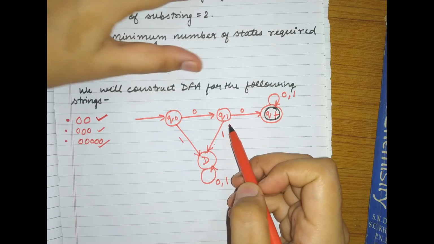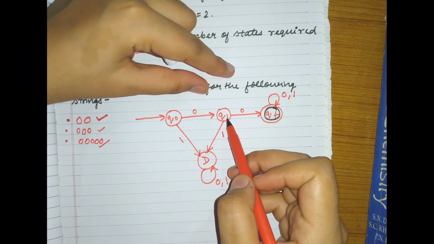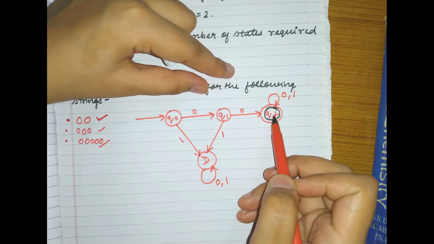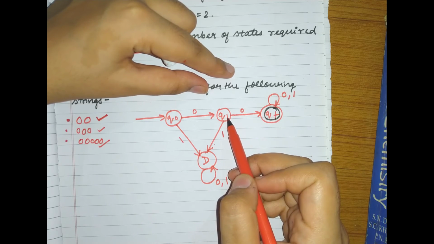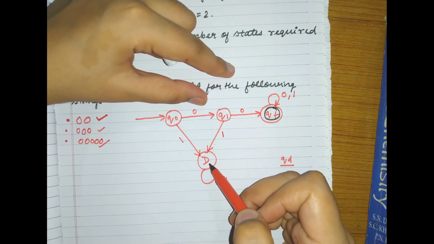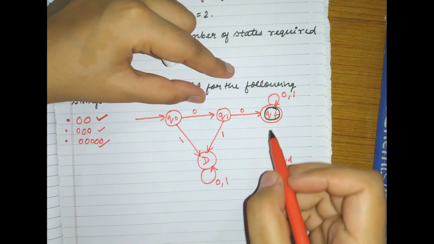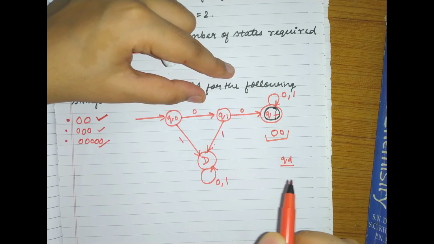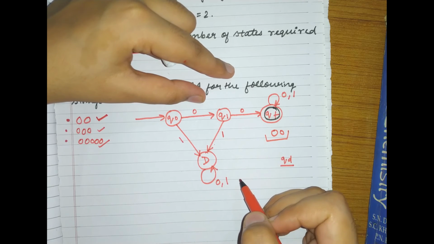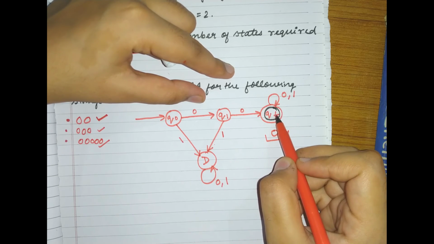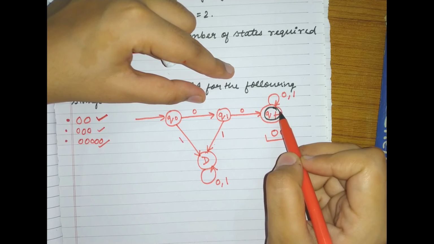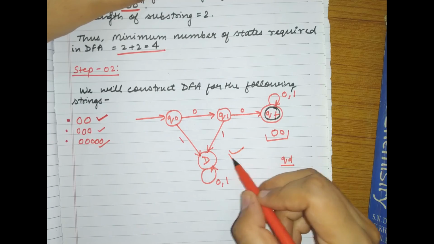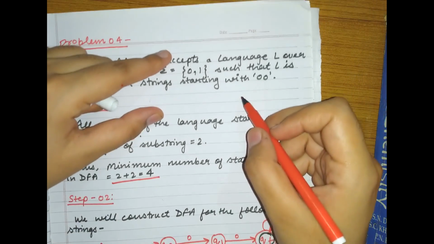And if we receive 0, then we enter into our new state, that is Q1. After the state Q1, if we receive 0, then we enter into our final state. But when we are in the state Q1 and we receive 1, then we again enter into our dead state, because we have to maintain the string 0 0 at the starting. So this is important to draw the dead state here. And if we are in our final state and we receive 0 and 1, then we return to the same state. So this is the DFA machine for this question.